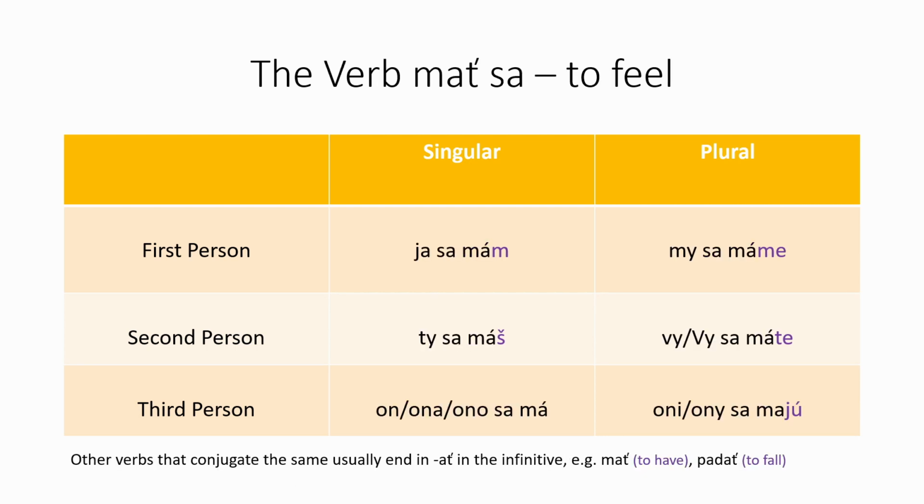Now, remember I mentioned this little omitting the subject thing. You will notice that when I said ja sa mám, without the subject, it is mám sa.